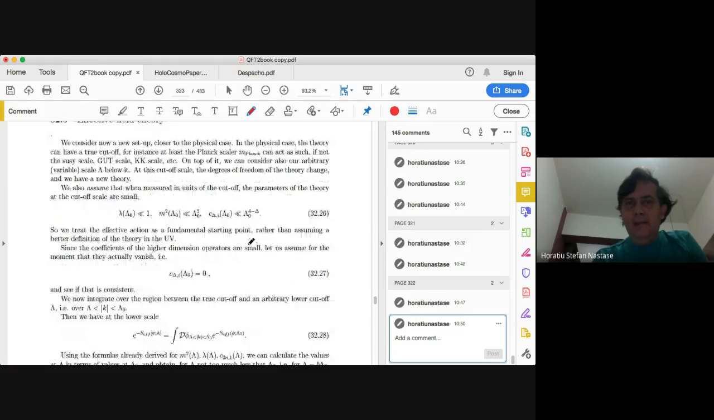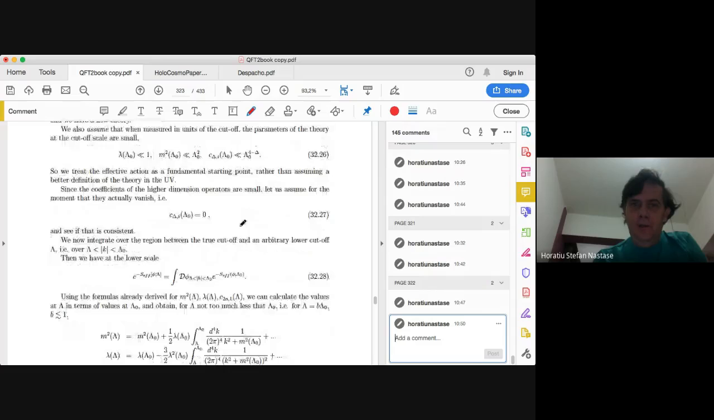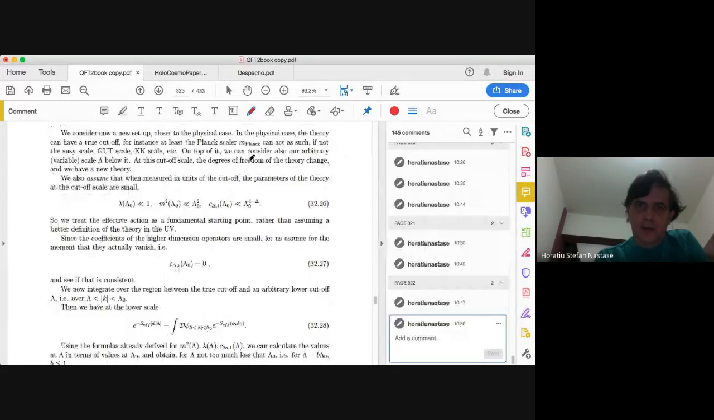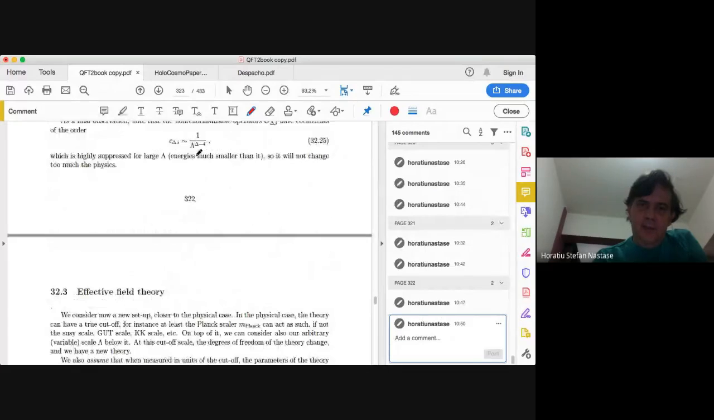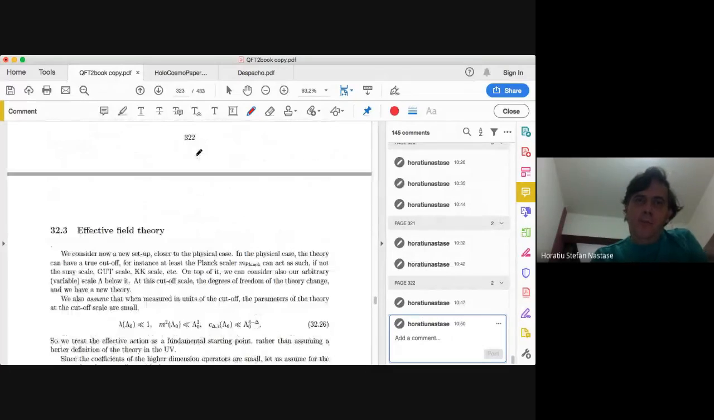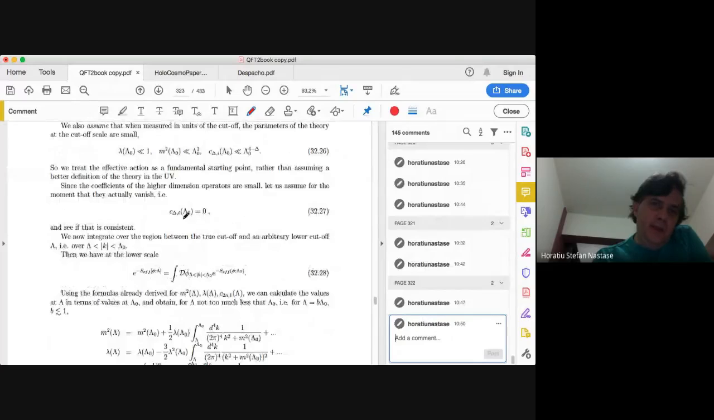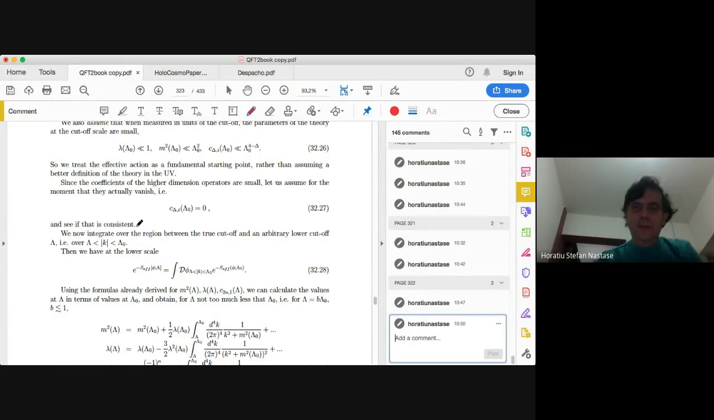And since these coefficients are small, even as functions in units of the cutoff, so the numbers in front of these things are very small, then we can just assume that they actually vanish. We just ignore them, put C delta equal to 0, and we'll see if that's consistent.